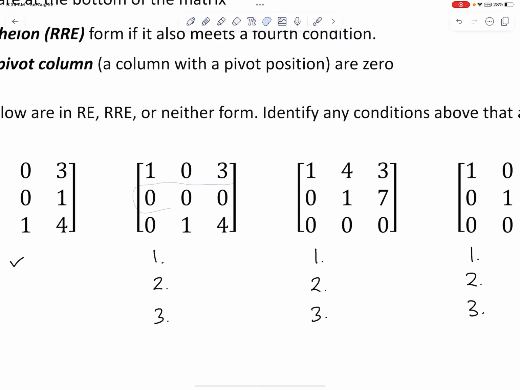Now this matrix has a row of zeros. That means there is no leading entry in it. So not every row has a leading entry because not every row has a non-zero entry somewhere. So condition 1 doesn't apply to this row. But the next row, here's our leading entry, and it is also a 1. So there's only 2 leading entries in this matrix total, and they're both 1s. So that means condition 1 is satisfied.